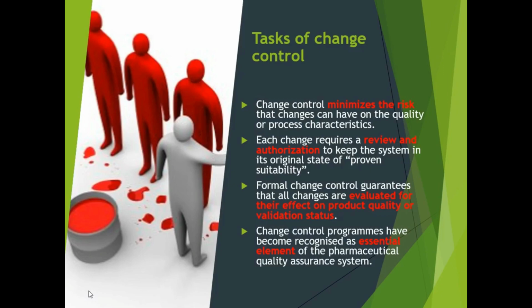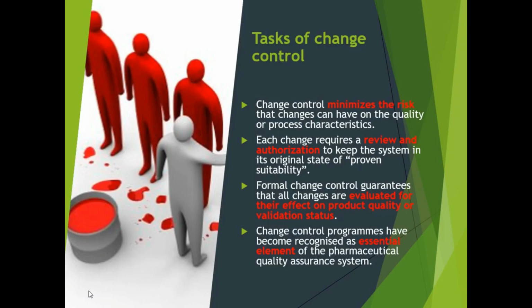So with that in mind, if we just walk through some of the tasks, change control minimizes the risk that changes can have on the quality or the process characteristics. Each change to previously approved requirements requires a review and an authorization to keep the system in its original state of proven suitability. Formal change control guarantees that all changes are evaluated for their effect on product quality or validation status. And change control programs have been recognized as essential elements of the pharmaceutical quality control system. It's one of the areas that are very highly audited during internal and external audits.